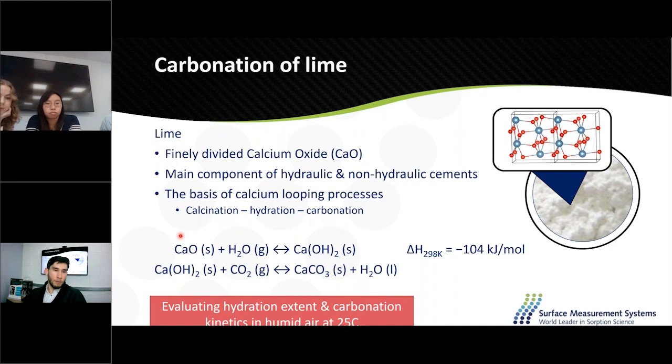So in the presence of water, it forms calcium hydroxide. In the presence of CO2, it forms calcium carbonate. These are the main reactions, and it is quite a strongly exothermic process. So that means it is very selective for CO2, even at low concentrations like in the air. But what we wanted to look at is how the presence of humidity changes this process.